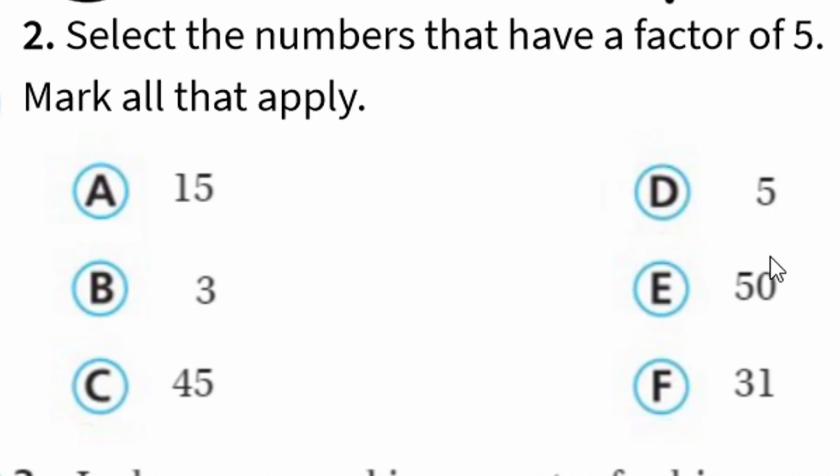Here's 5 right here. I saw that right away. Well, 5 times 1 is 5. So 5 is a factor of 5. So that's true. D, you are absolutely dynamic. Woohoo! Yes, look at that. It almost looks like a star.